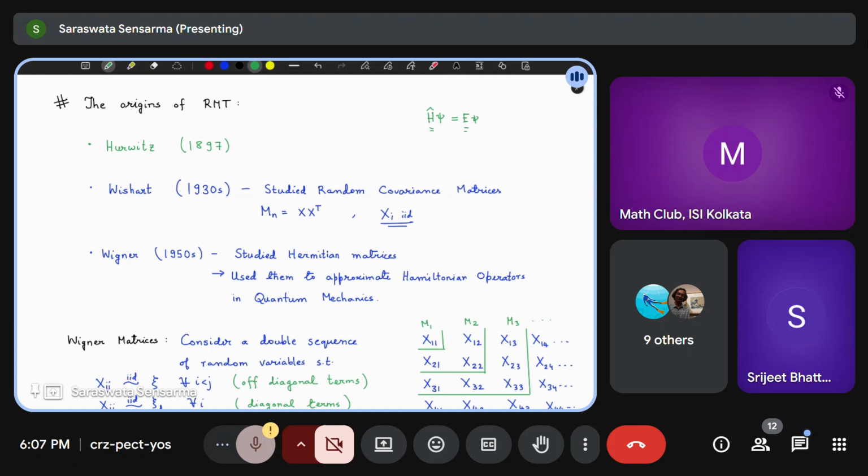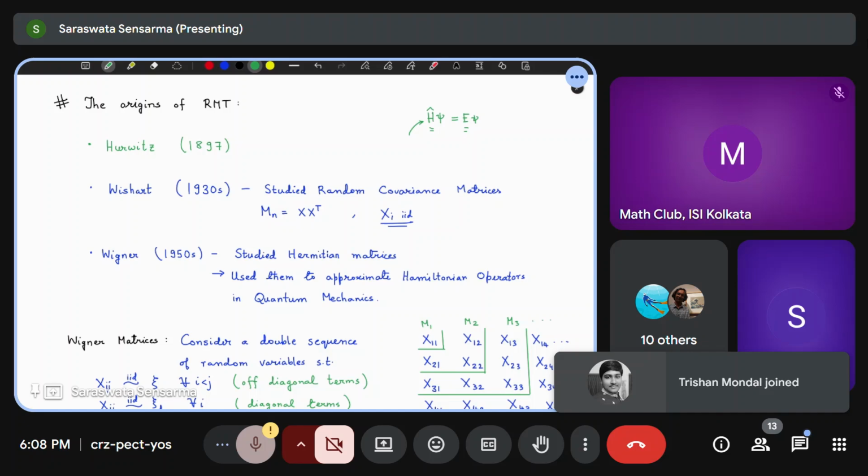For example, you might look at the Hamiltonian for an atom, a hydrogen atom or any atom, and these energy levels would be the corresponding energy of the electron shells. Knowing these energy levels was very, very important for physicists, and that's why they came up with ways of estimating this Hamiltonian operator and knowing the eigenvalues. And for that, Wigner used a class of matrices which are called Wigner matrices.